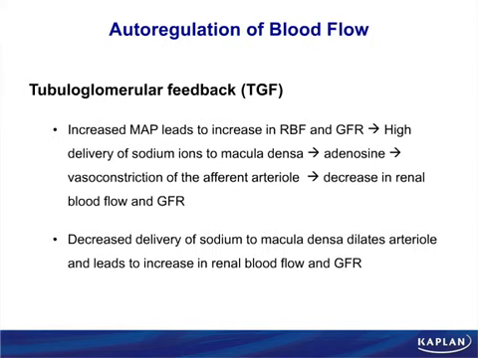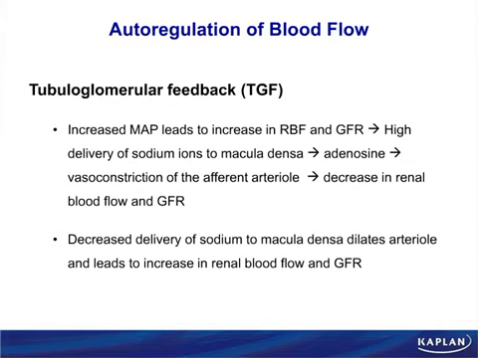The second response, and this response has more support, is known as tubuloglomerular feedback. And here's how this works. When there's an increase in MAP, mean arterial pressure, this leads to an increase in your renal blood flow and an increase in your GFR. When there's an increase in your GFR, there's an increase in filtration of solutes, including sodium as well as chloride. That means there's an increase in delivery of sodium and chloride ions to the macula densa.